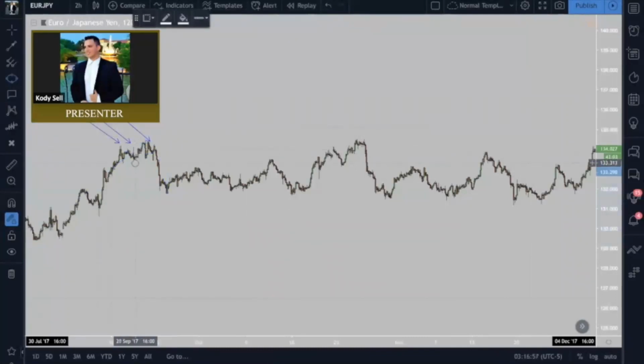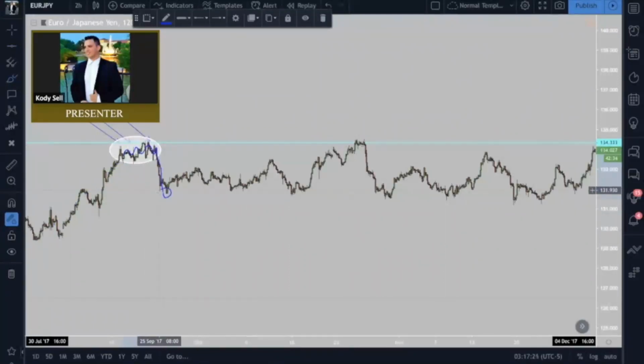Let's circle this area here. And then let's make note of this right in here. All right, this was some kind of resistance over here. Now we continued down at that point. So once we found our resistance here, we continued down.